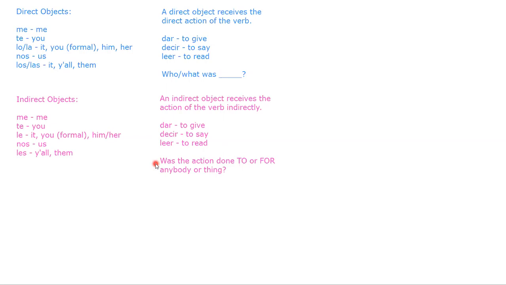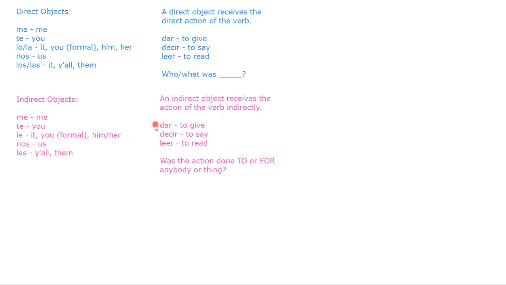Now, it's not always necessary to have a direct object or have an indirect object. Sometimes you may have a direct object and not have an indirect object. Sometimes you may have an indirect object and not have a direct object. So, was the action done to or for anybody or anything? Let's look at it with our verbs.